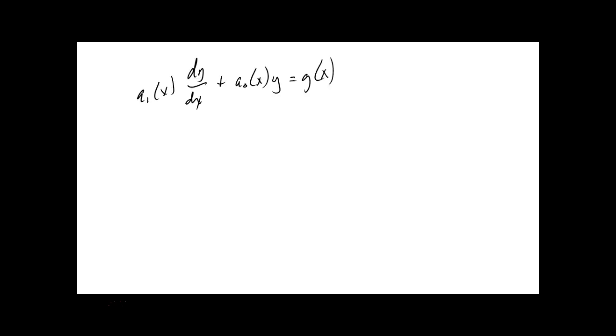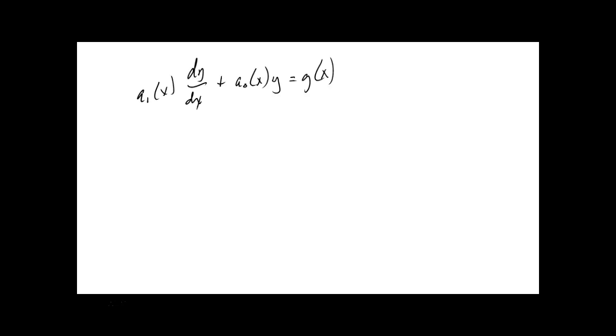Now, you got your y's on this side and things that only have x's there. a sub 0 of x and a sub 1 of x only depend on x, but they're part of this other thing. They're the coefficient for the first derivative and the coefficient for the y.